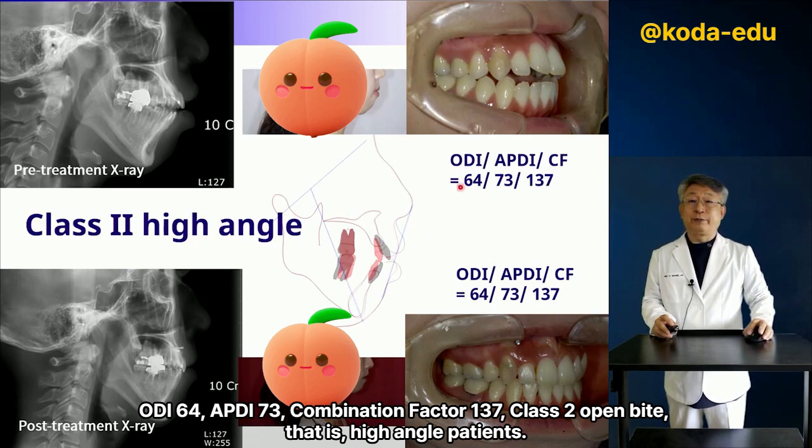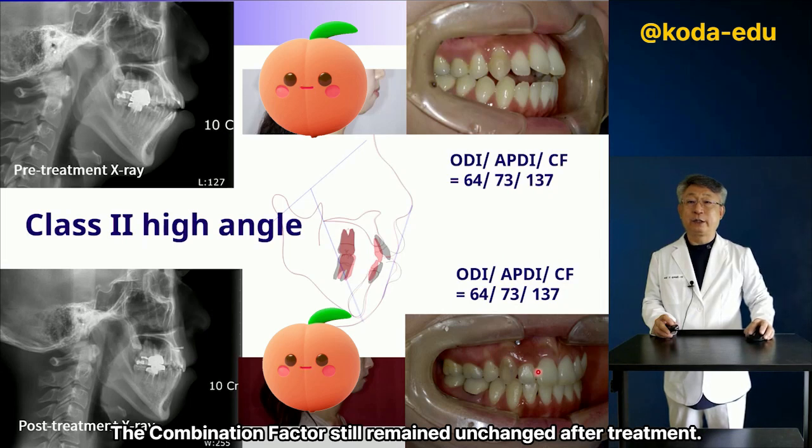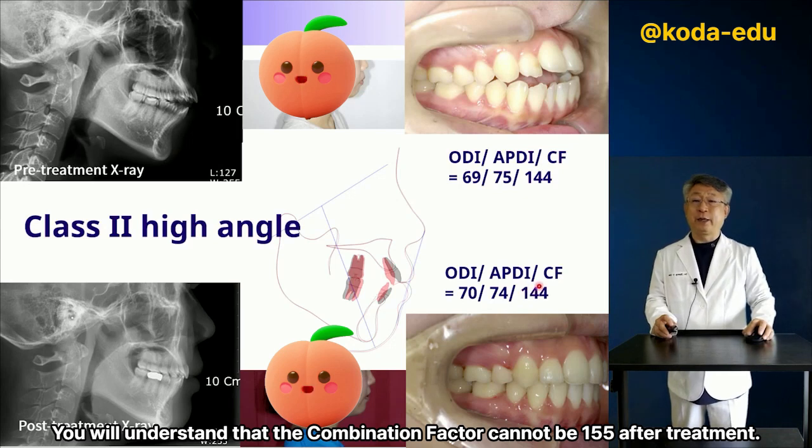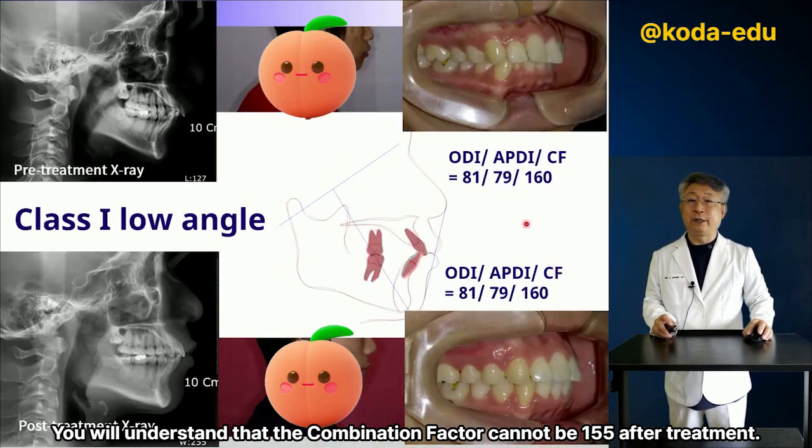ODI 64, APDI 73, combination factor 137, class 2 open bite, that is, high angle patients. The combination factor still remained unchanged after treatment. This is a high angle patient with a combination factor of 144. You will understand that the combination factor cannot become 155 after treatment.